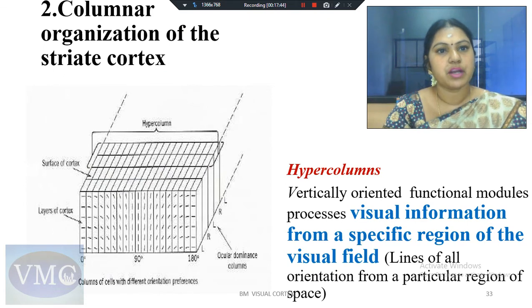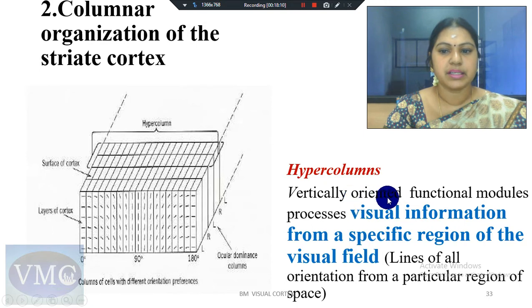The second one which we are going to see now is the columnar organization of the striate cortex. The striate cortex is anatomically arranged in such a way that it is layer by layer. We know that it has 6 layers, isn't it? But within the 6 layers, there are divisions, like the hypercolumn. First we will look into the hypercolumn, then I will explain what it is.